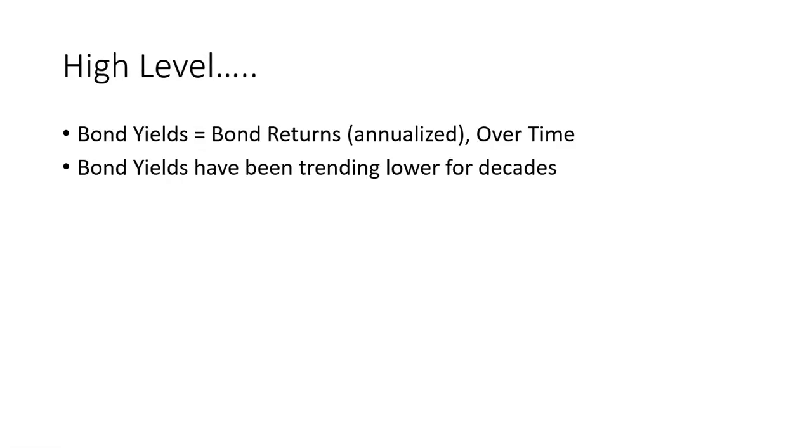On a high-level basis, a bond's yield is going to be equal to the bond's return over time. Whatever your annualized yield is, in this case 2% on this example we're using on the U.S. 10-year Treasury, that means you're going to average an annual return of 2% per year over the course of that 10 years. That's just the way bonds work.